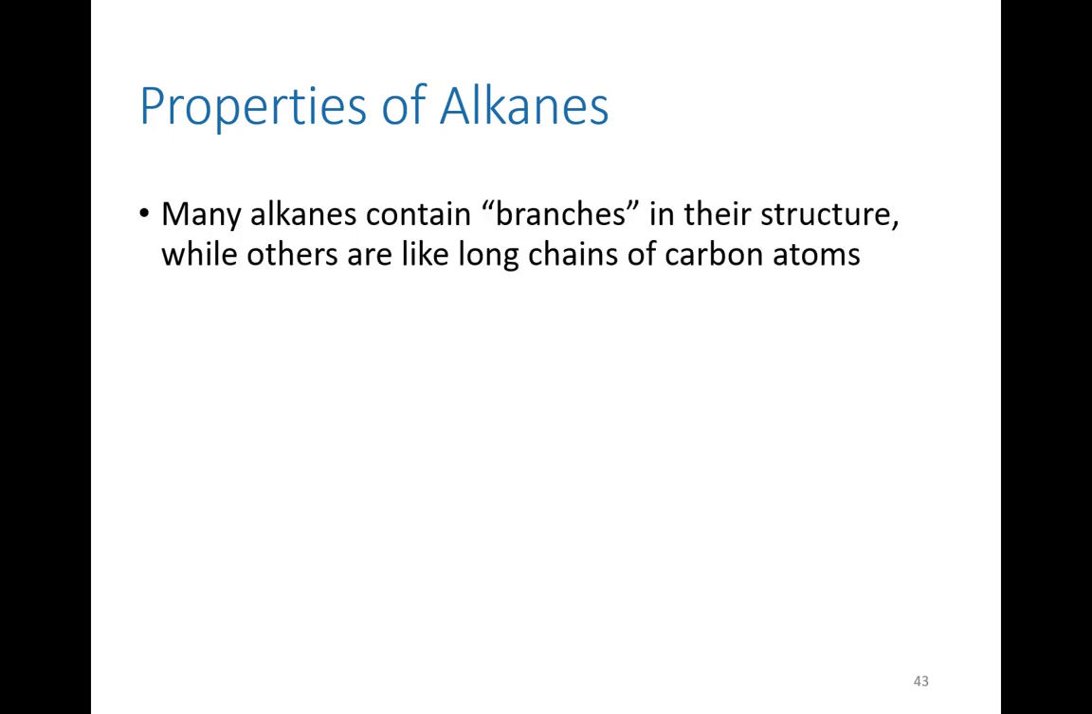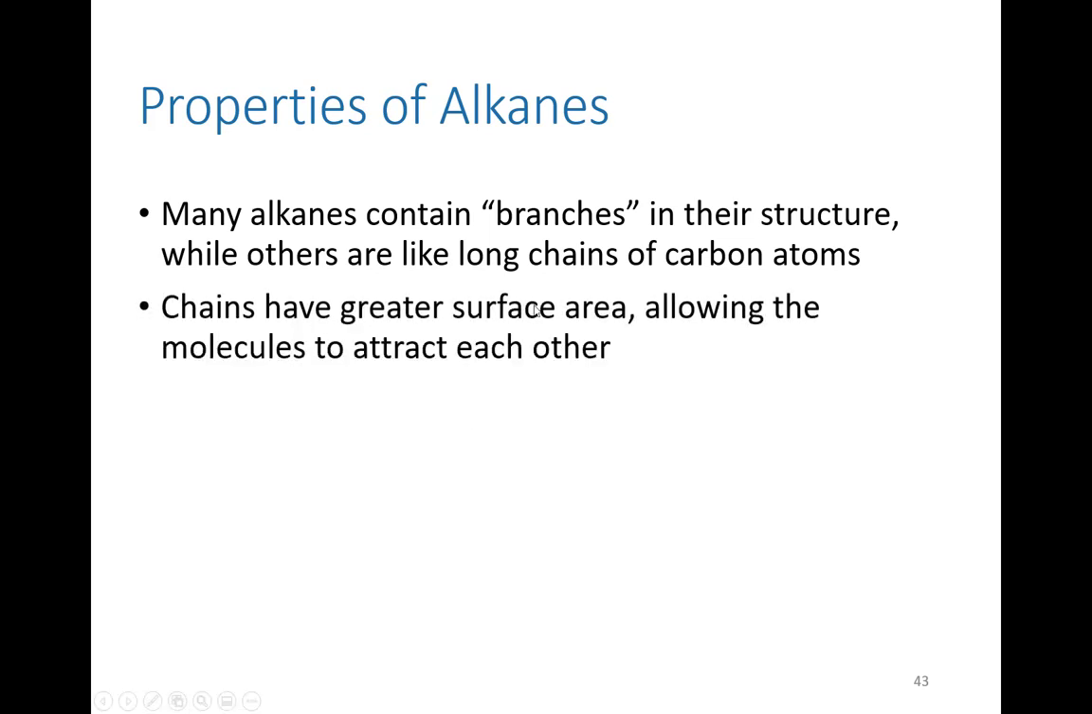Now, many of the alkanes have branches, and when we talk about branches, a carbon which has more than 2 carbons attached to it is a branch. So any carbon bonded to 3 carbons is considered a branch. Any carbon bonded to 4 carbons is considered as having 2 branches, as opposed to chains. And a chain is just when you have a carbon with 3 hydrogens bonded to one with 2 hydrogens, bonded to another one with 2 hydrogens, and so forth until it ends with a carbon with 3 hydrogens. Turns out chains have greater surface area, and that allows the molecules to attract each other.